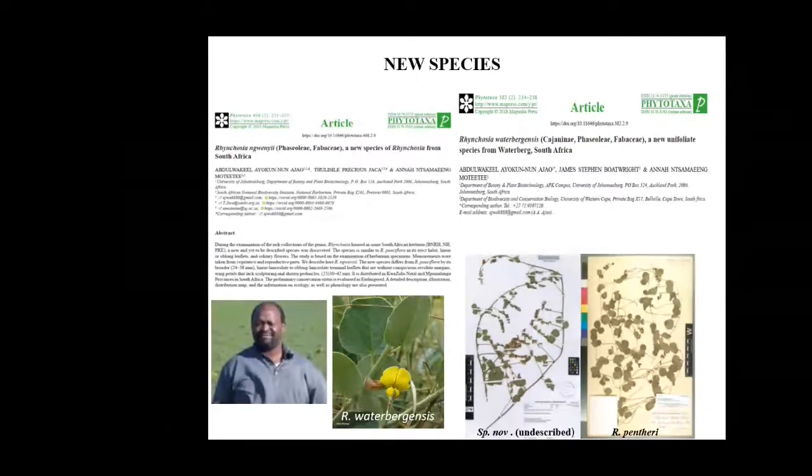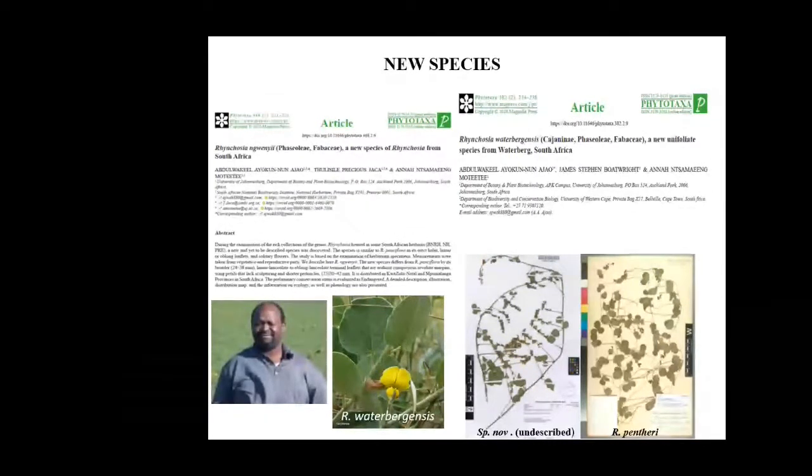The other species that was described is Rinkusia ingwenyi. It was seen among the collection of Rinkusia postiflora. Unlike Rinkusia postiflora that is found in Mpumalanga province and Eswatini, this species, apart from being found in Mpumalanga province, is also found in KwaZulu-Natal. Another species yet to be described is found among the collection of Rinkusia penteri. You can see the other species has densely packed flowers compared to Rinkusia penteri, and only one specimen has been seen, so that is why it is yet to be described.